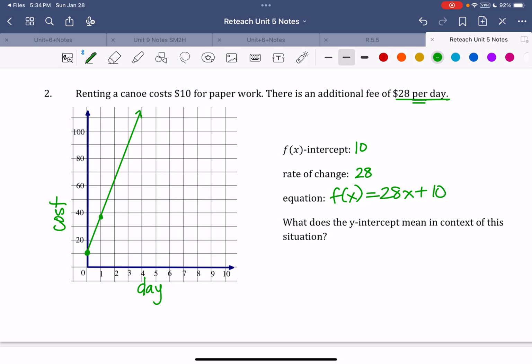Okay, what does our y-intercept, again, f of x intercept, represent in context? Well, we have to say what it is. It's $10 upfront fee. Okay, or the paperwork fee, whatever you want to call it, but it's the money that we start with that we have to pay first. It's our starting, beginning stuff.